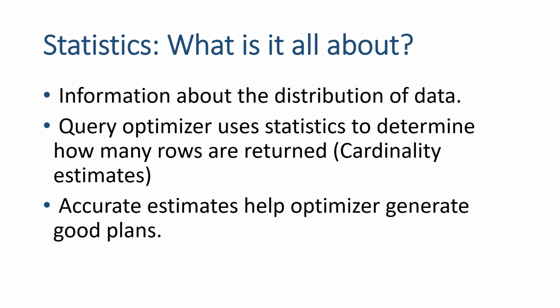So statistics, what is it all about, right? Statistics are blob structures which are saved inside the system tables to describe the distribution of the data inside a column or set of columns or an indexed view. So basically, the query optimizer will use and trust these statistics to determine how many rows are going to come out of a table, which is also known as cardinality estimates.